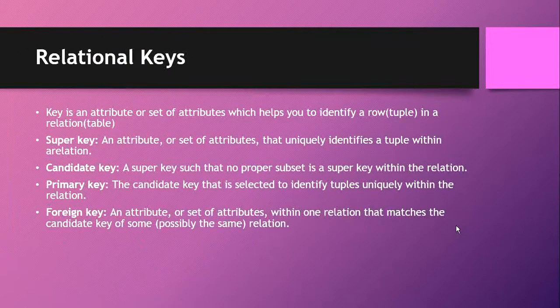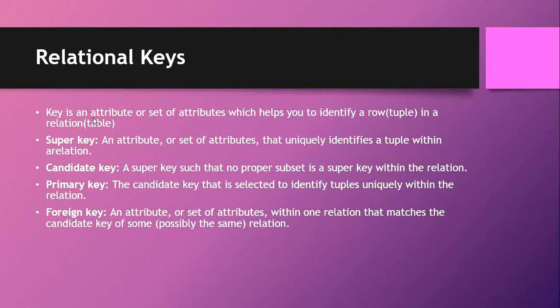Next we have relational keys. We have said that a tuple cannot be duplicated in a relation. So a relational key is an attribute or set of attributes which help you to identify a row in a relation. So we have distinct tuples or records in our table, and we need an attribute or set of attributes that can uniquely identify a row in a table.